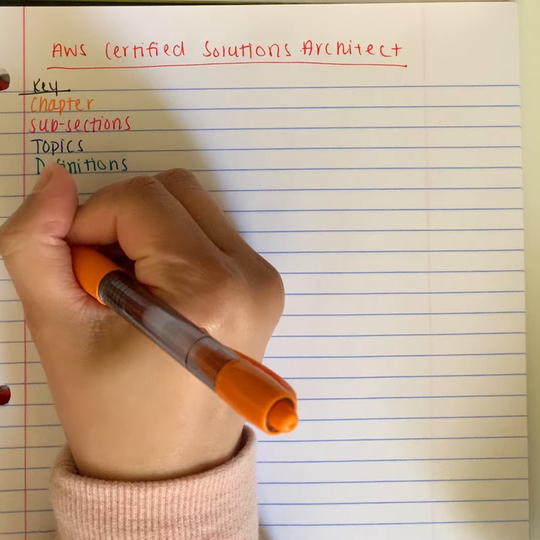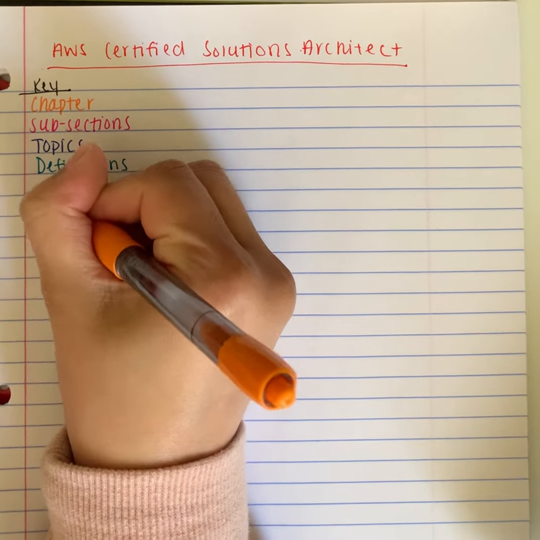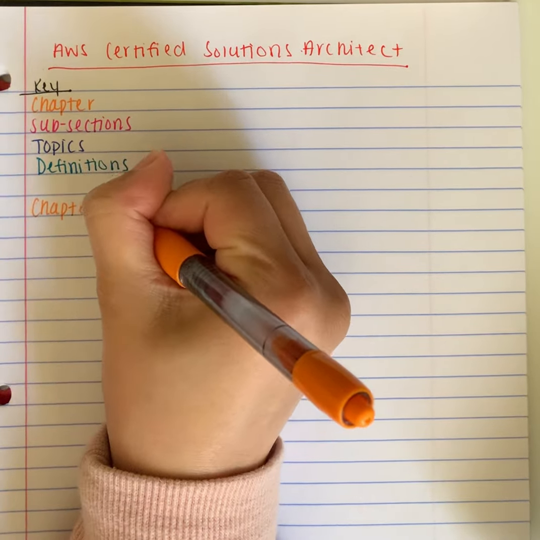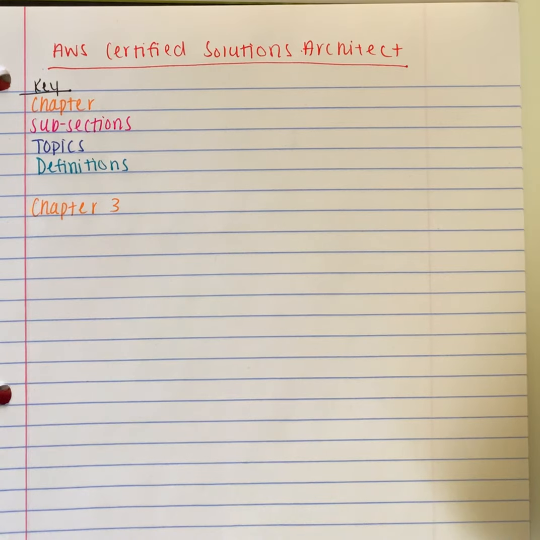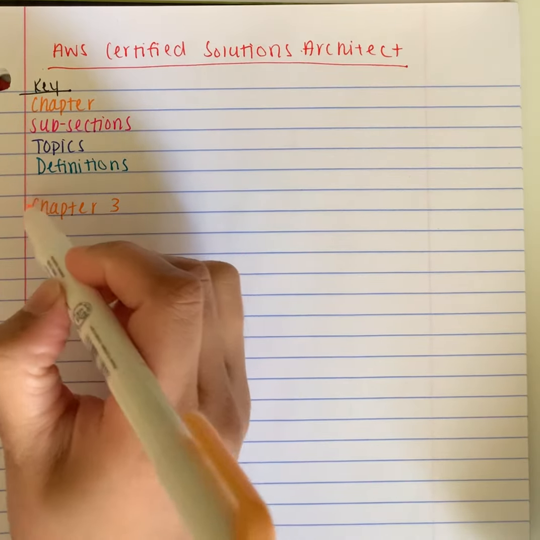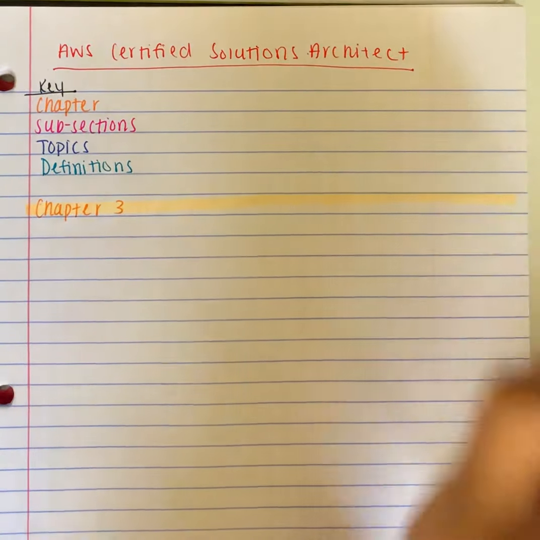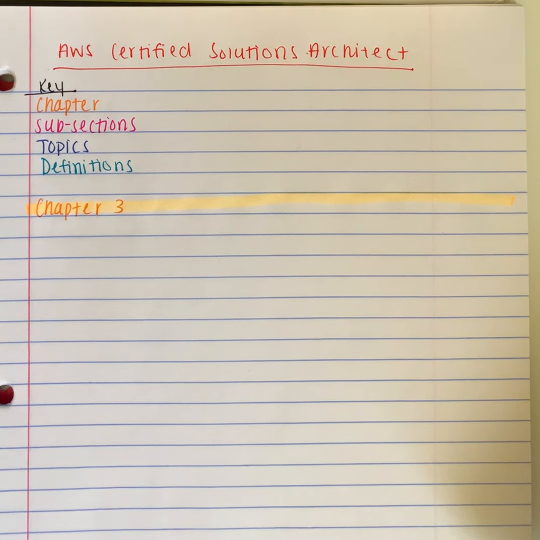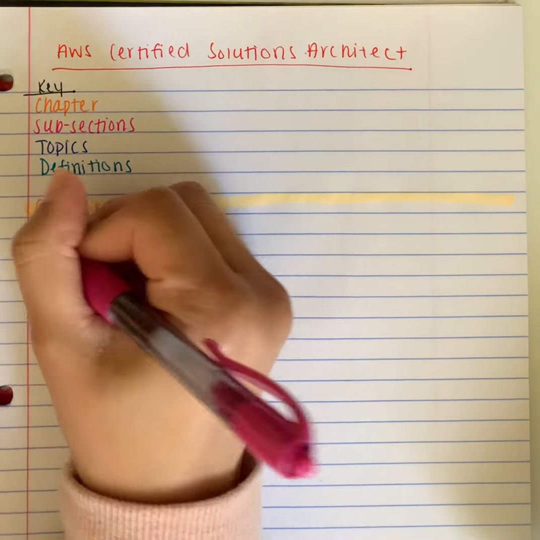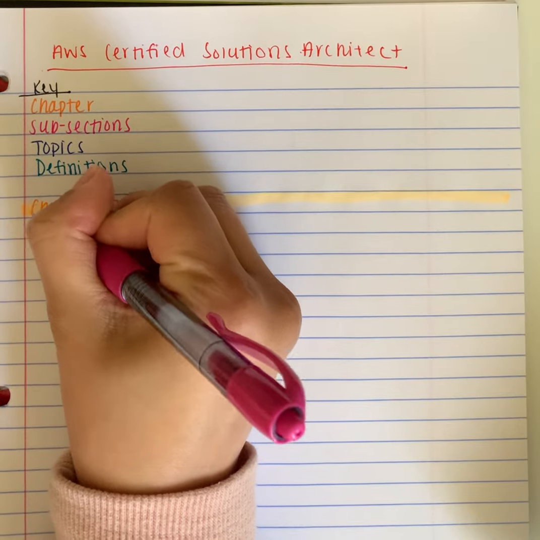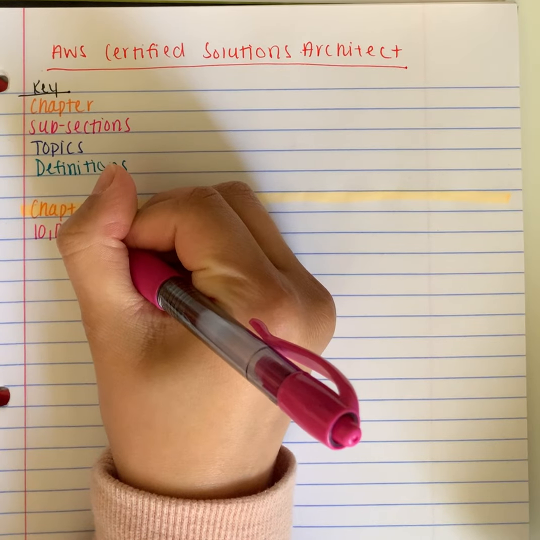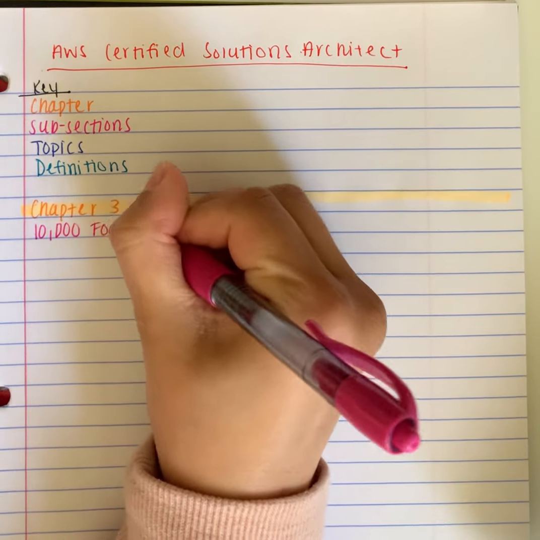I first start off by writing the chapter. In this case, I'm going to write chapter 3. I also like to highlight, so it makes it easier for me to know how I've broken down everything. And when I go back to study it, it makes it easier for me to remember things. So the subsection is going to be in pink. In this case, it's called the 10,000 foot overview.